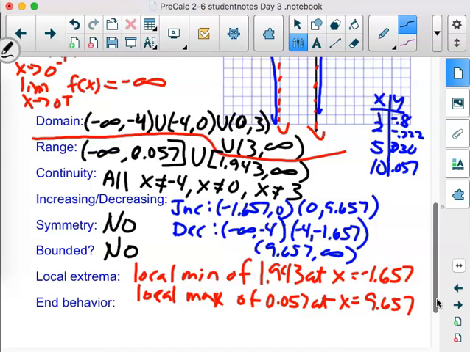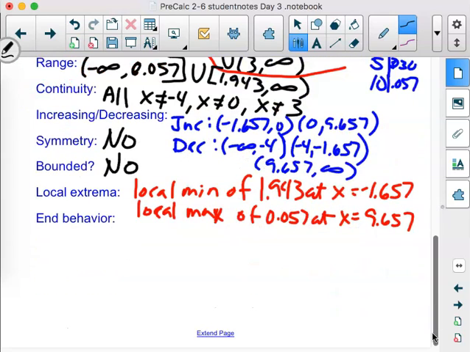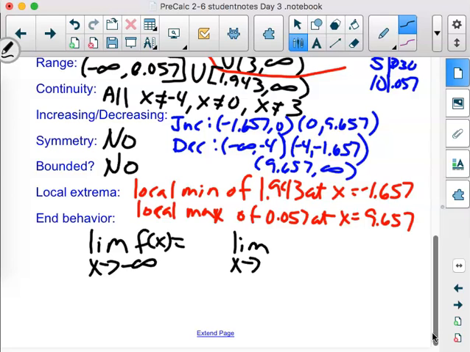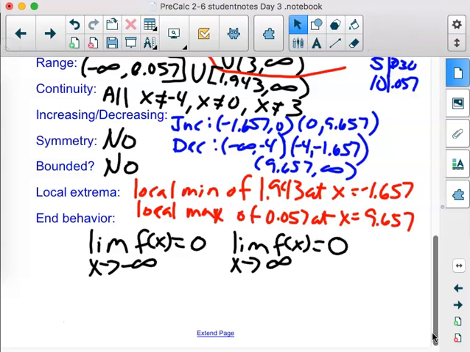Thank goodness we already filled in the local extrema there, but we still have to do our end behavior, which turns out to be kind of a non-thinking piece because we know, hey, that's going to approach our horizontal asymptote, which was at 0.